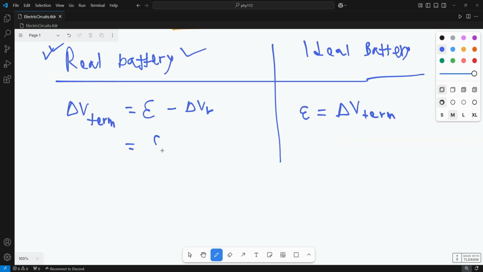So we know that potential difference according to Ohm's law is IR, but here the R is small r, because we are considering small r as the internal resistance of a real battery.